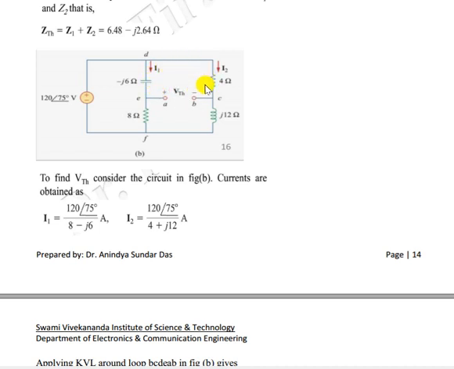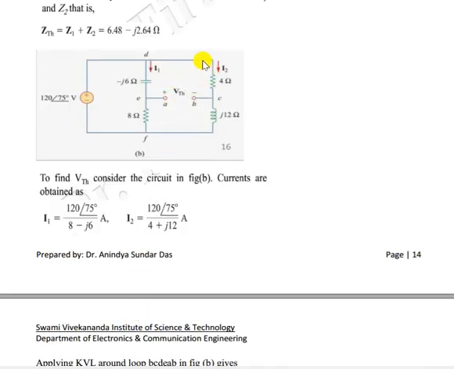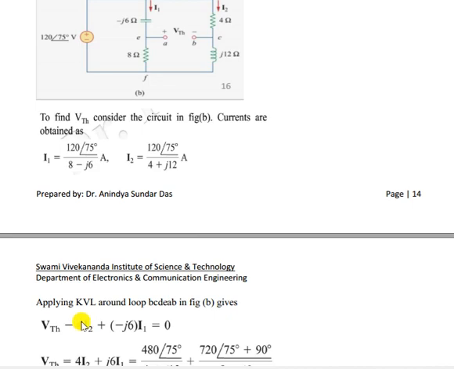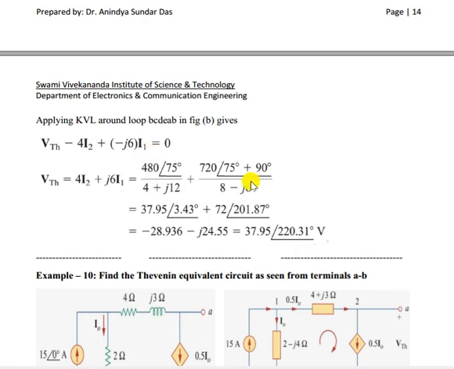So see here, what happened here? This is plus minus, so minus 2 plus is in this loop, so it is increasing. So VTH here, the current is flowing plus to minus, so we are going minus to plus, so positive of this, and here this is plus to minus, so negative 4I2. So we can find out VTH is 4I2 plus J6I1. By putting in these I1, I2 values, we find this VTH value.